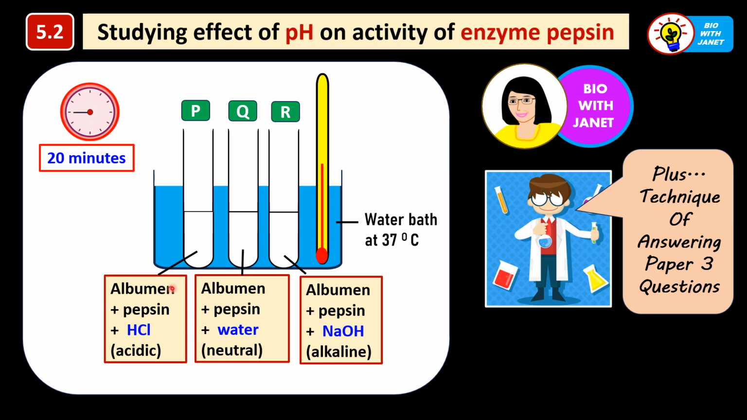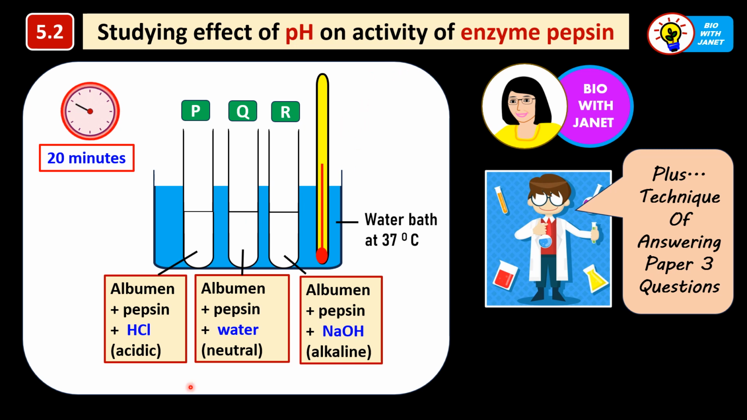In this video, we're going to discuss activity 5.2 from the Form 4 Biology Case Exam syllabus. The objective of this experiment is to study the effect of pH on the activity of the enzyme pepsin. pH is our manipulated variable, and the activity of the enzyme pepsin is our responding variable.